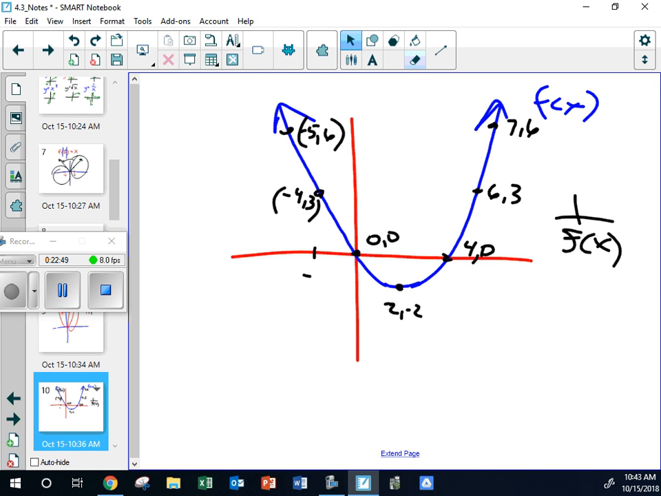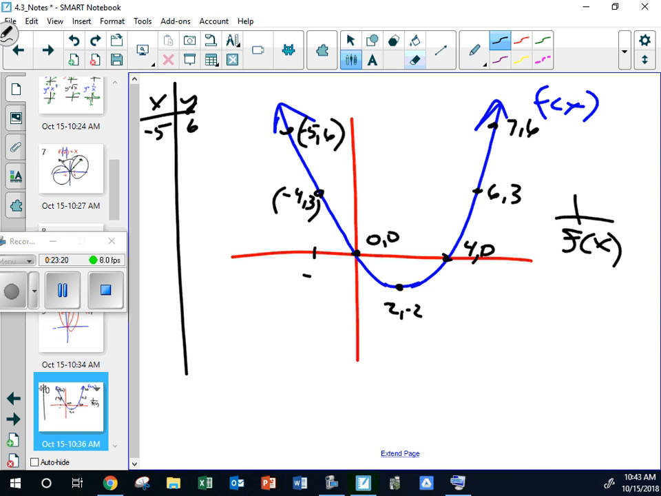If you have trouble with these, some of you will, because this is tricky, all you have to do is make this list like this. Take all the parent points, and then all the x's are going to stay the same, and all the y's are just going to become 1 over whatever the y was. So, if I make myself a big old list here, I'm going to put them in an xy chart, though, so I'm going to have a line in between them. So, x, y: negative 5, 6; negative 4, 3; 0, 0; 2, negative 2; 4, 0; 6, 3; 7, 6.